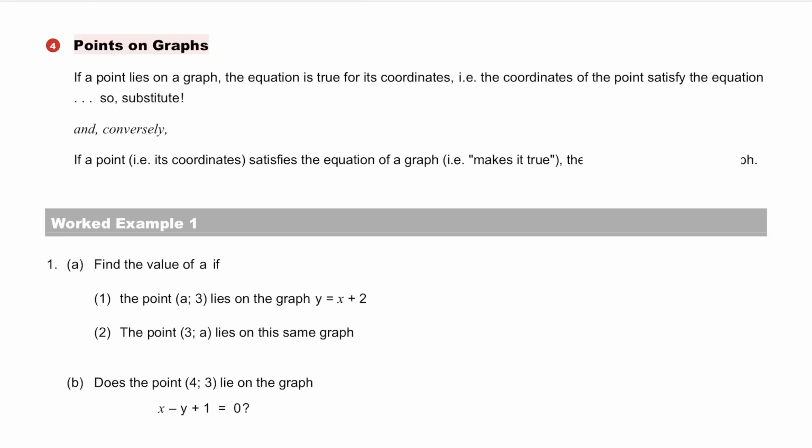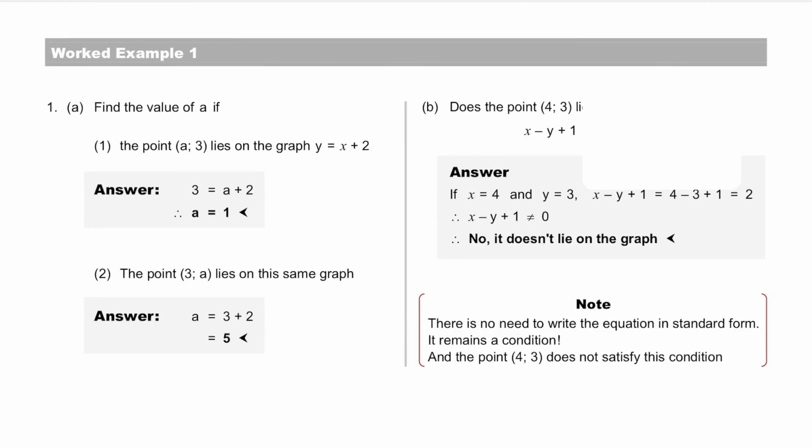Pause while you work through worked example 1 below. Pause again to check your answers. Since A, in the first place, is the x-coordinate of that point, we replace x by A in the equation to find A. And since in the second example, A is the y-coordinate, we replace y by A to solve for A in the second question.